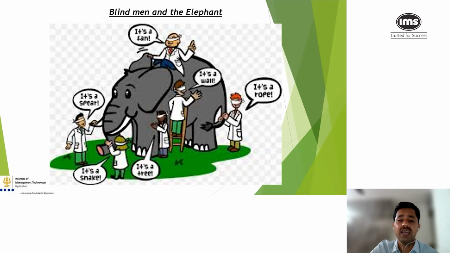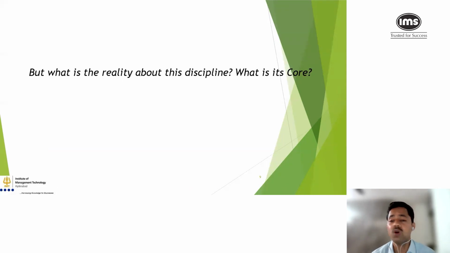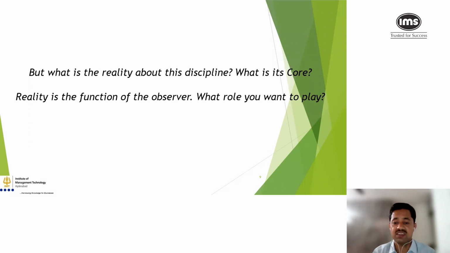But as in this example, as in this slide, you see that it's a whole elephant and the various things you are touching are just various parts. So the question arises, what is the core? What is the reality about this discipline of finance? Is it something to do only with stock markets or with banks or with financial statements? Is there some small phrase through which I can understand this domain of finance?